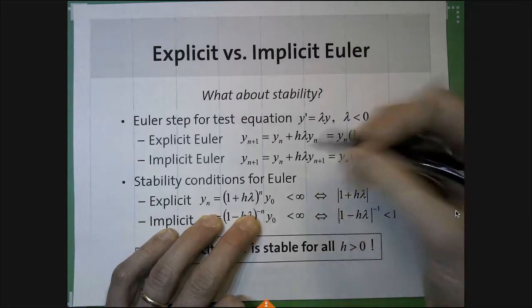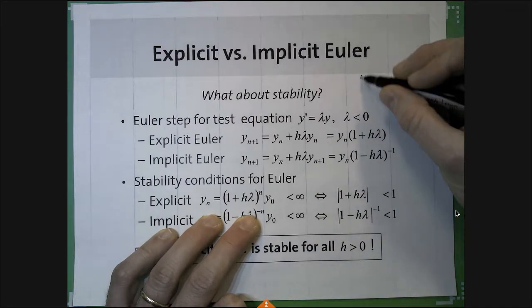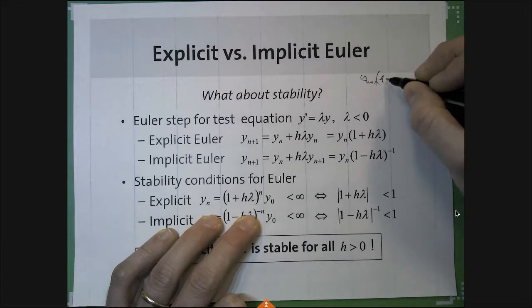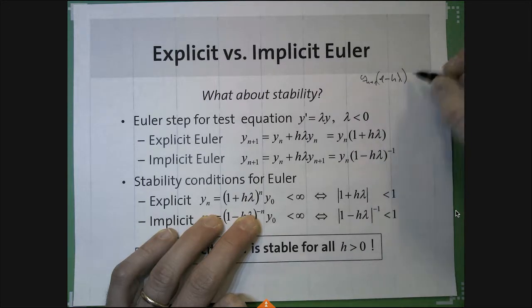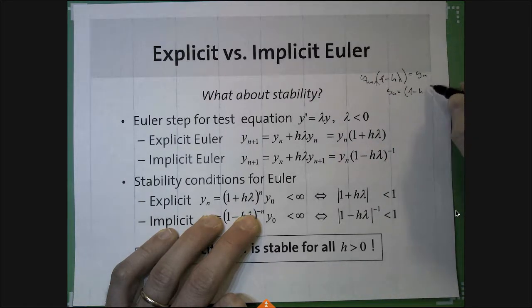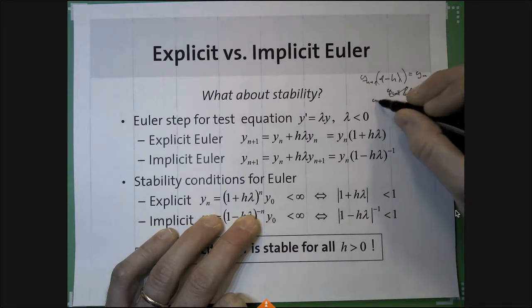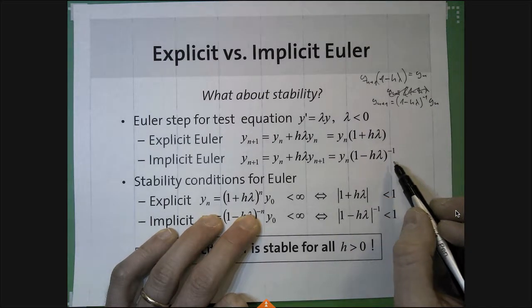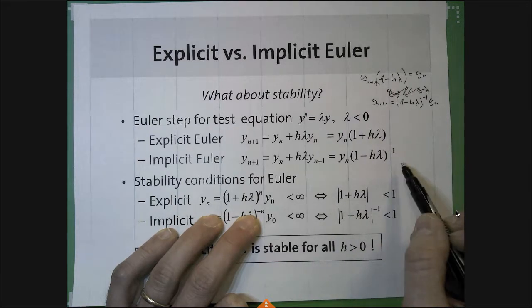So if I do this, let's see, yn plus 1. I put it on the other side. So this will be 1 minus h lambda times yn plus 1 equals yn, right? Sorry, I meant yn plus 1 equals 1 minus h lambda inverse times yn. That's what is here. Okay? So that's the step of implicit Euler.